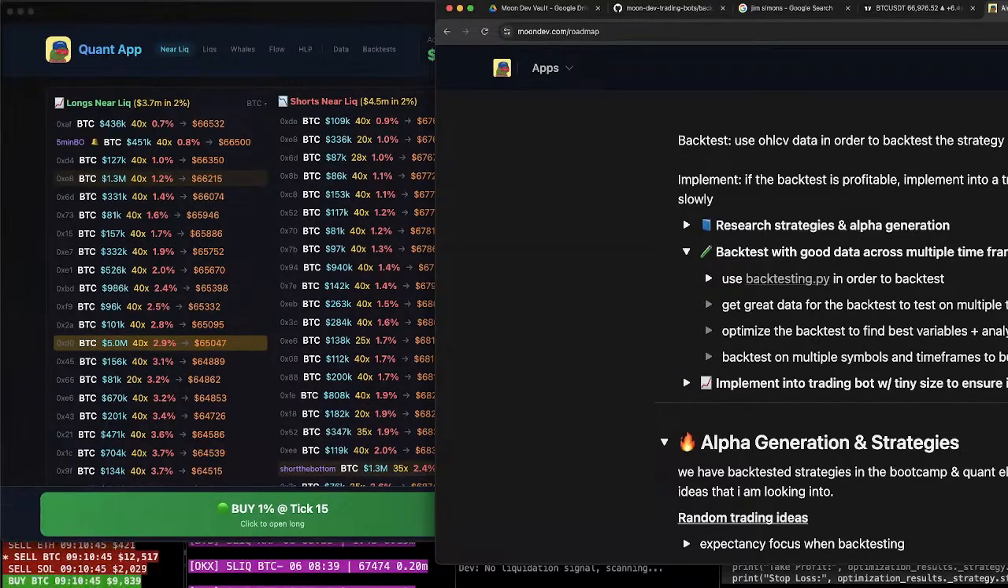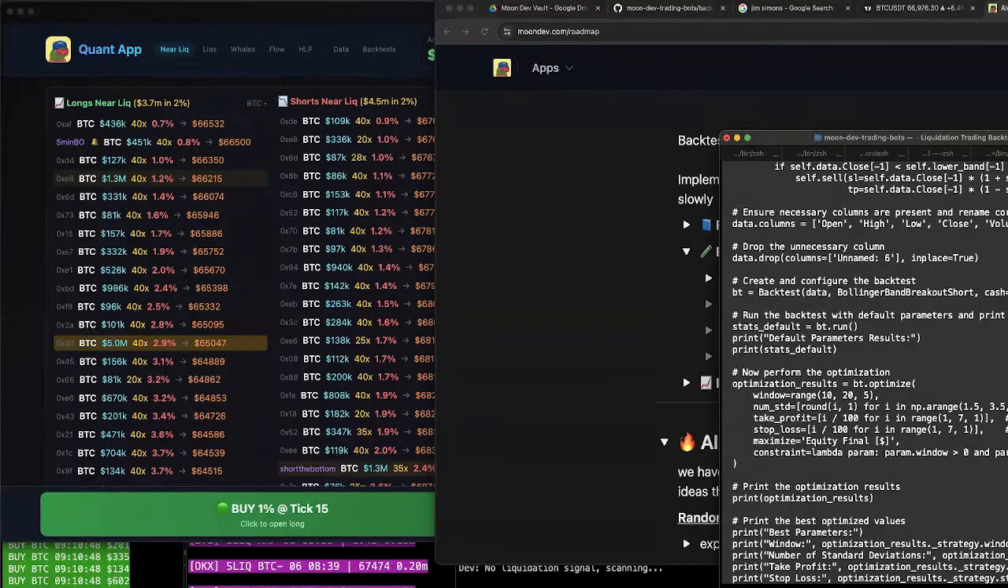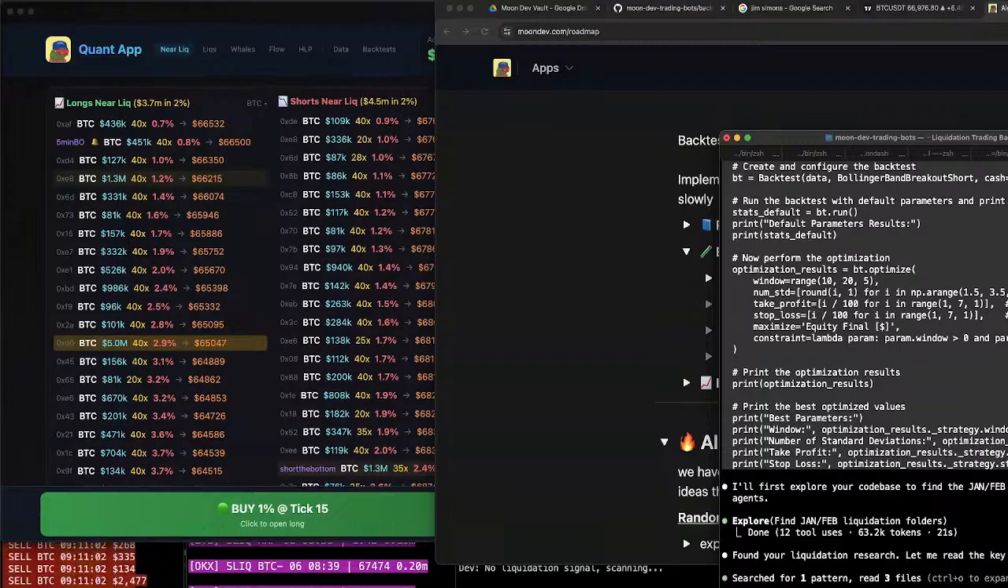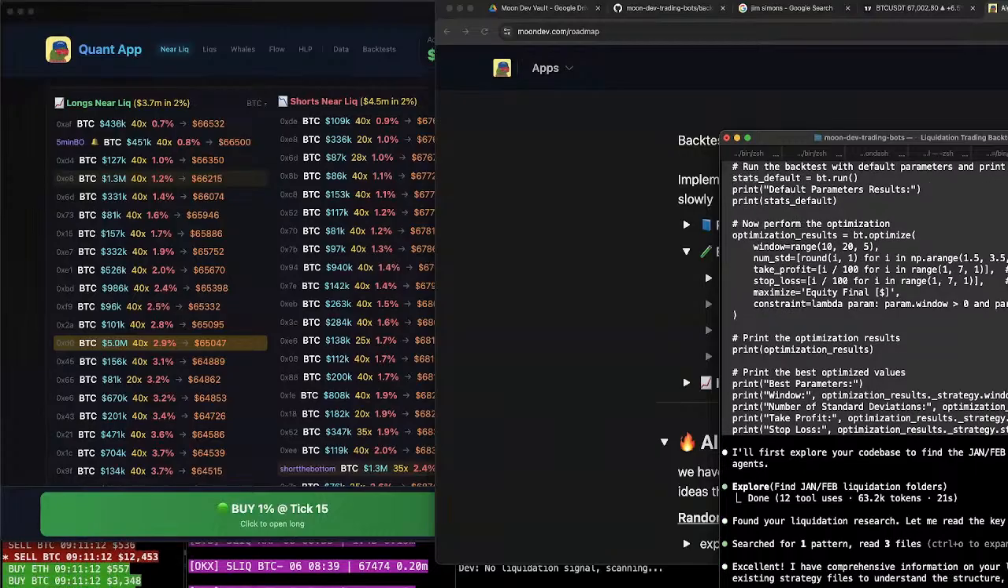I'll first explore your code base to find the Jan Feb folders and the liquidation ideas. Then I'll set up 10 parallel agents. I found your liquidation research. Let me read the key MD files to understand these strategies and then find the data files. Excellent. I have comprehensive information of your liquidation strategies. Let me find the data file and read one of the existing strategies to understand the structure. Then I'll launch 10 parallel agents with 2 strategies each.